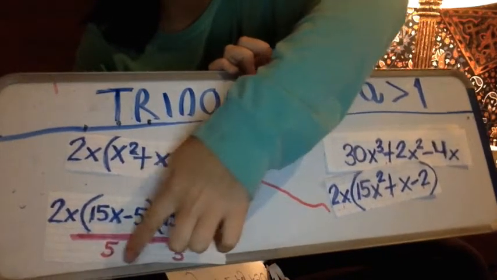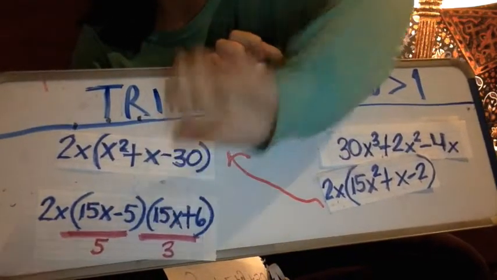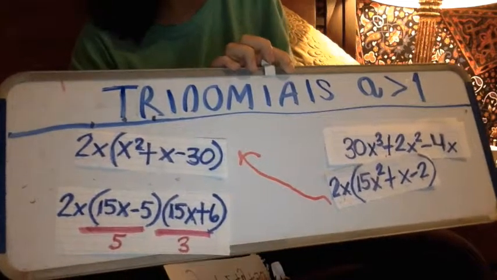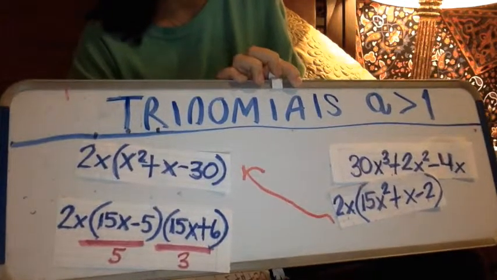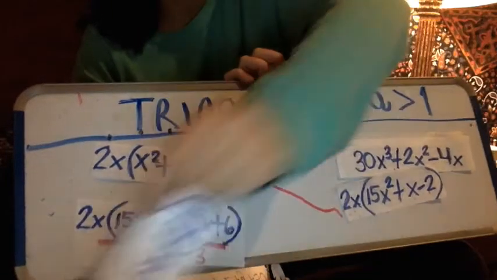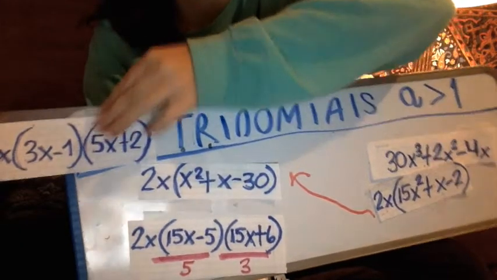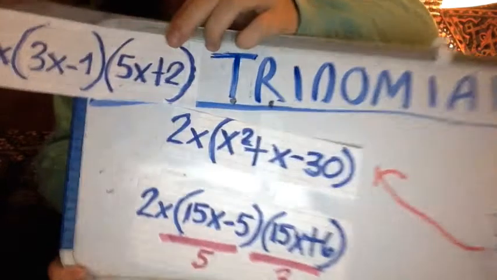In this case, we can. 15 and 5 are divisible by 5, and 15 and 6 can be reduced 3 times. And this will be our final answer.